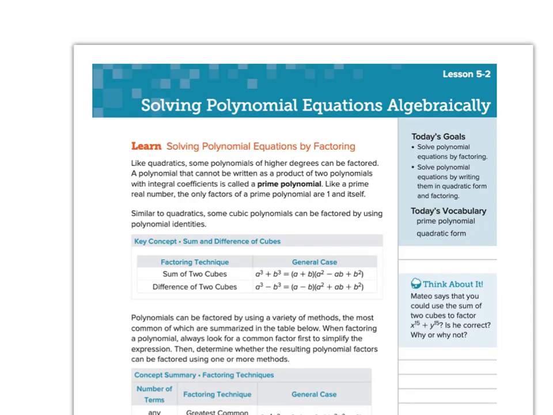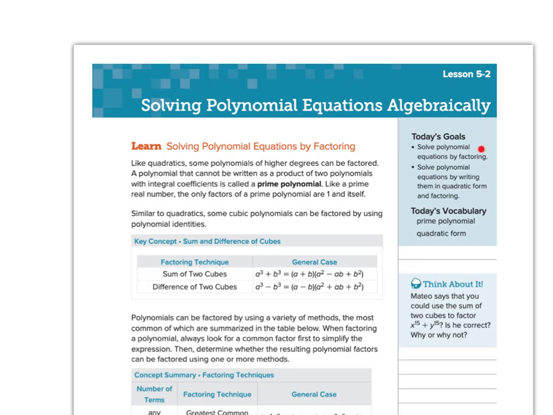Now that we've practiced solving polynomial equations by graphing, we are going to solve them algebraically. We've practiced all of these skills before. Now we're just going to apply them to a larger polynomial problem. And in some of these, instead of factoring, we're going to take that factoring process and make it equal to 0, which in turn will give us our solutions.